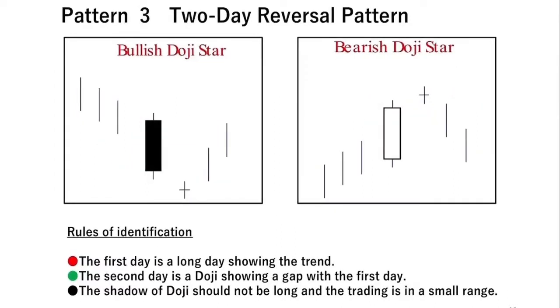Pattern 3 is a 2-day reversal pattern. One is a bullish doji star, the other is a bearish doji star. Let's see the rules to identify the patterns. The first day is a long day showing the trend. A bullish doji star shows a downtrend, and bearish shows an uptrend. So the second day is a doji showing a gap with the first day. There's a gap here. And the third point is the shadow of the doji should not be long, and the trading should be in a small range.